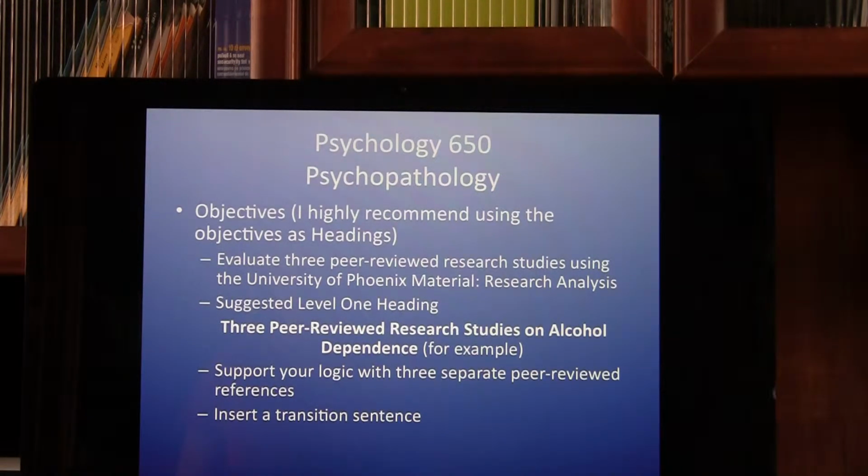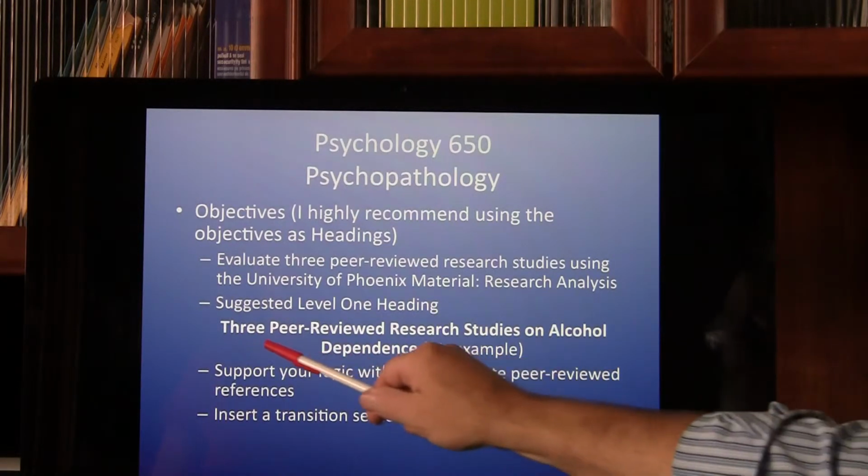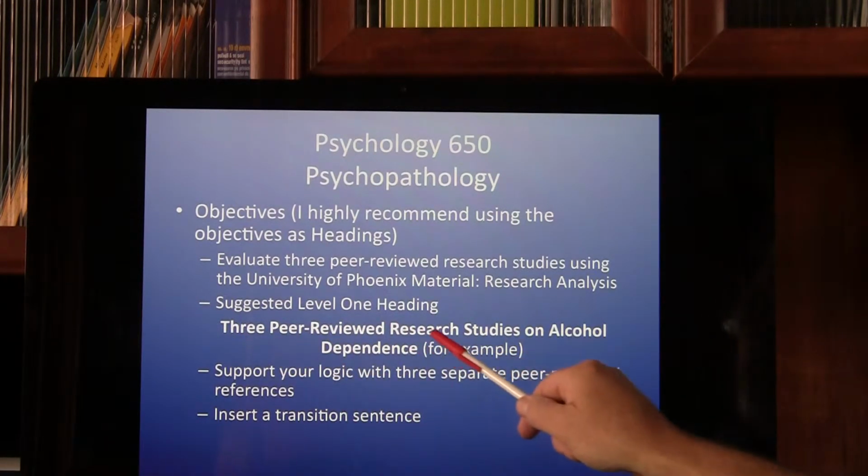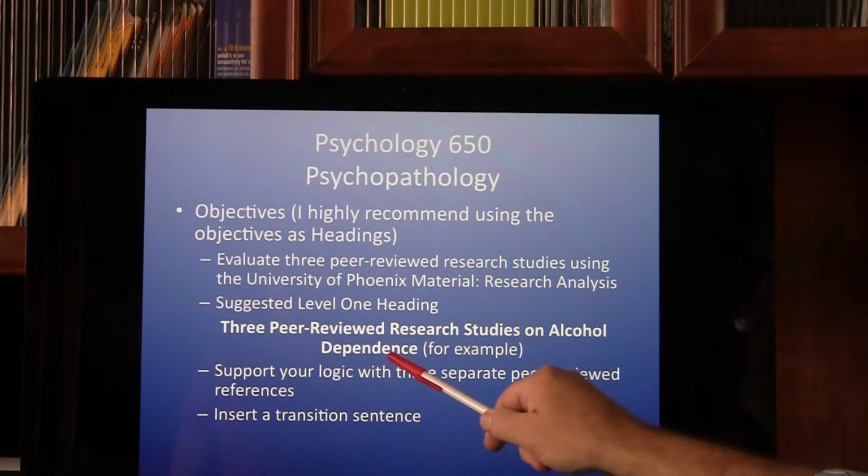The objectives need to be presented in level 1 headings. And so I'm going to show you again how to produce a level 1 heading from the objectives for this particular assignment. The first objective is to evaluate 3 peer-reviewed research studies using the University of Phoenix material research analysis. So here's how I would have you present a level 1 heading for this objective. Simply write 3 peer-reviewed research studies on alcohol dependence.